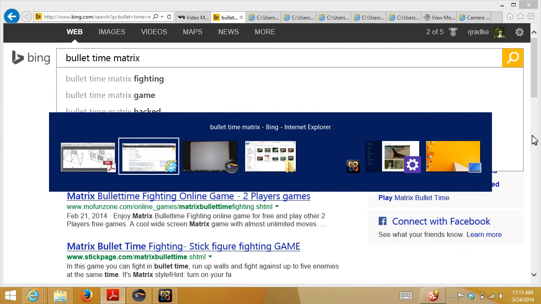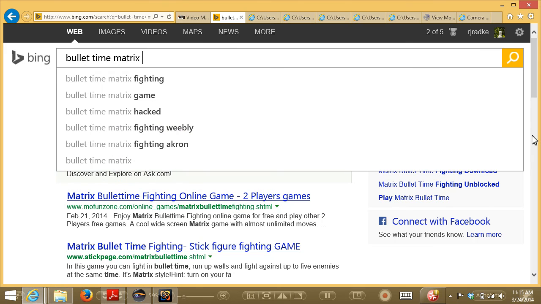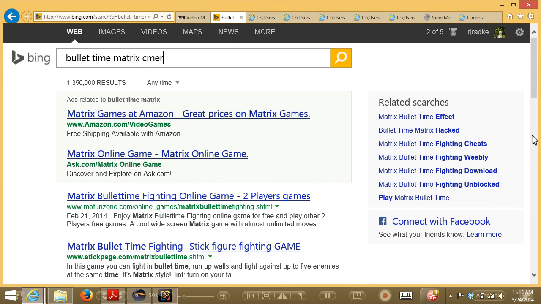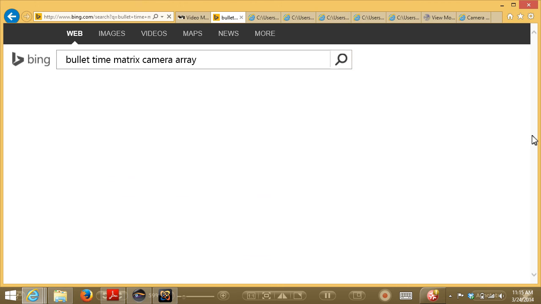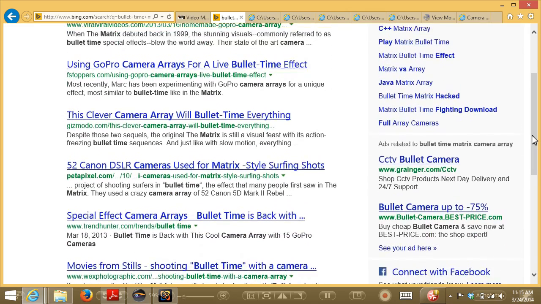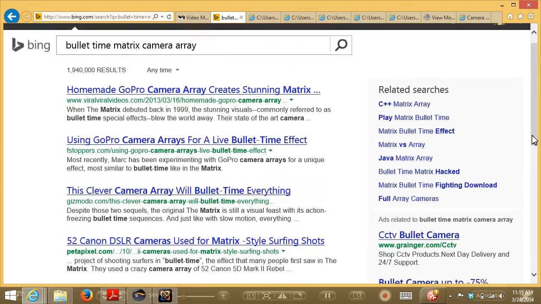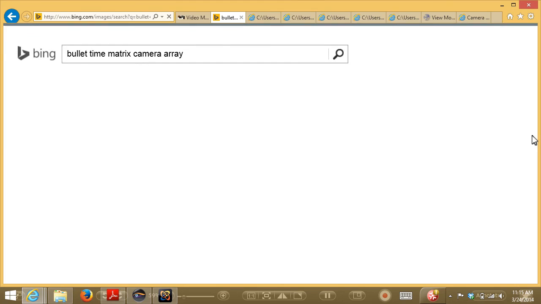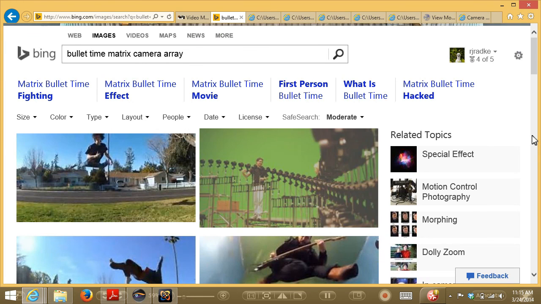I'm surprised actually that my bullet time matrix is not... let's try camera array. Boy, I'm kind of surprised that this is not the first result. I know what I want. Yeah, so here's an example.